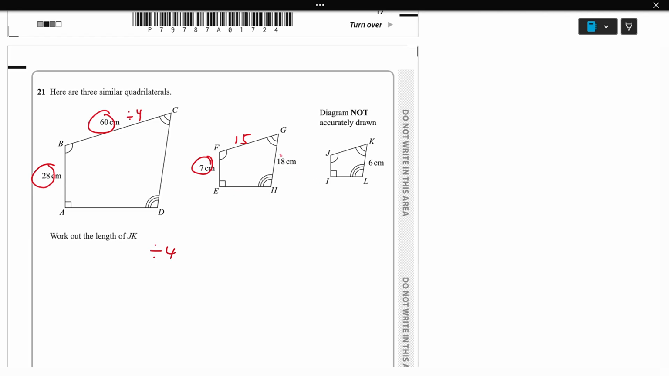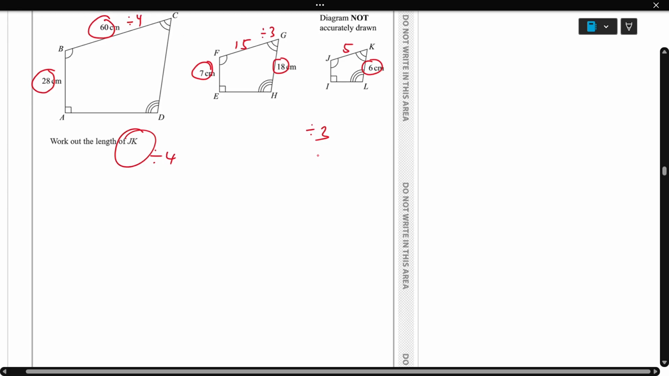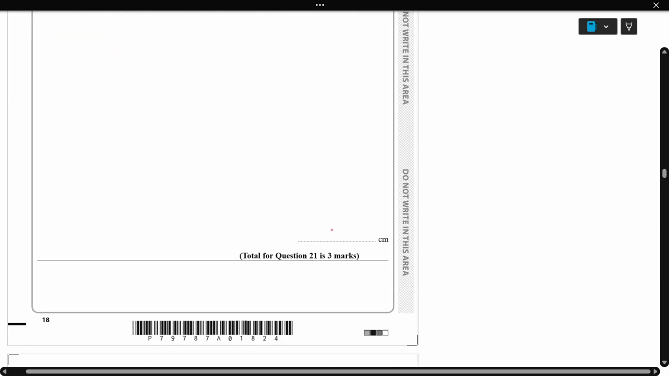Now here to here, 18 becomes 6. That means we divided by 3. So all the sides are divided. So 15 divided by 3 is going to be 5. So JK is going to be 5. So the answer is 5.